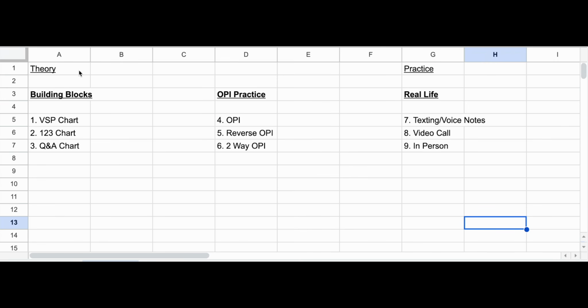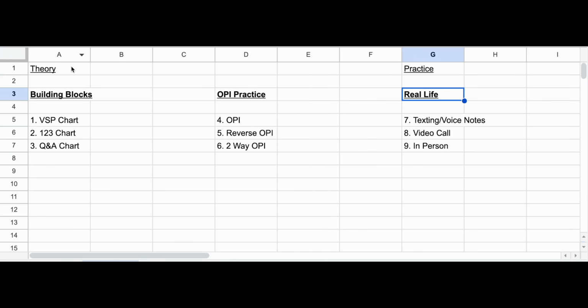All right, on the theory practice continuum, I've identified 9 distinct checkpoints along the way. First, the continuum begins on the theory side, building blocks. The middle point is OPI practice, and I'll talk about this in this video. And the practice side is real life, right?